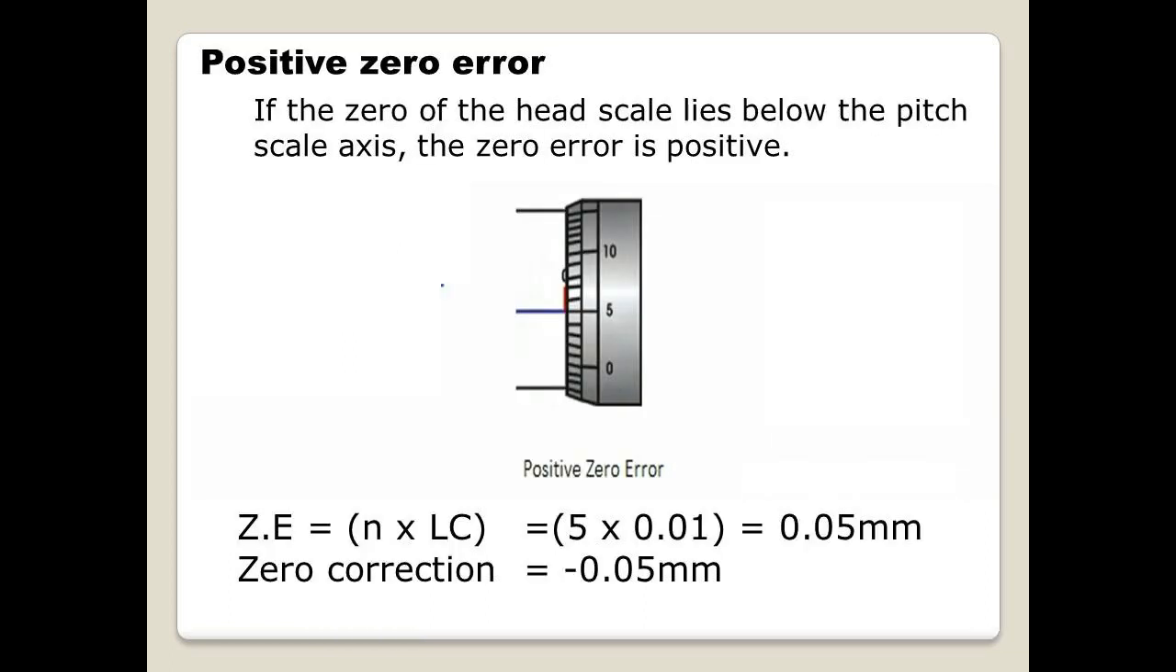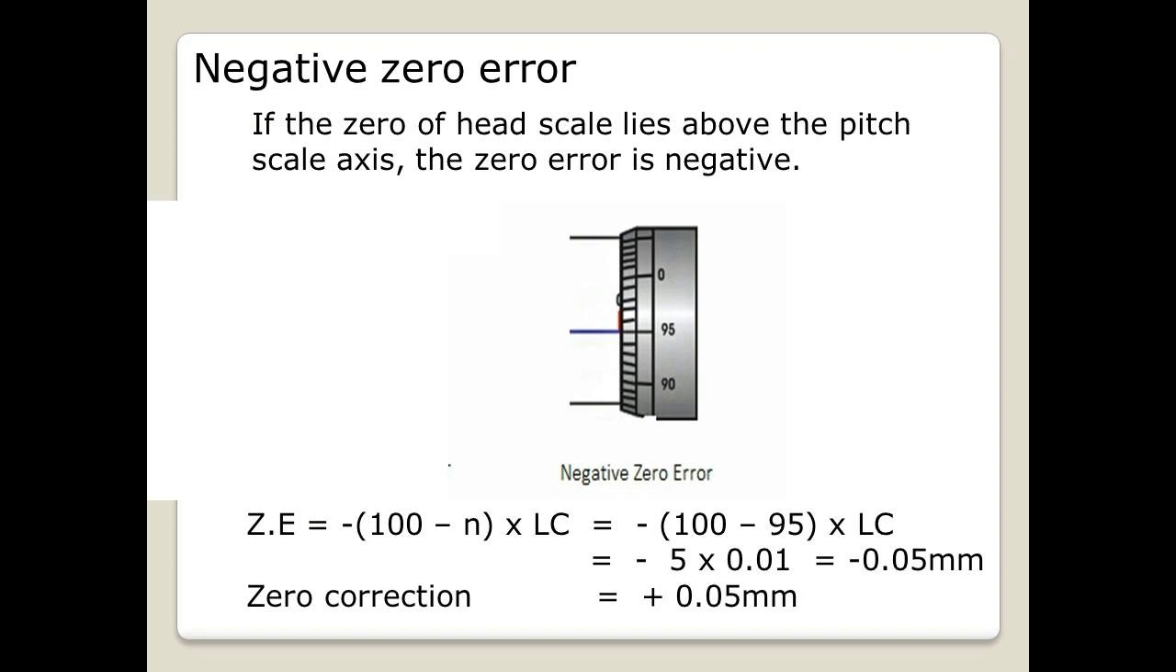Positive zero error of the screw gauge: if the 0 of the head scale lies below the pitch scale axis, the zero error is positive. See in that figure, the pitch scale axis coincides with the 5 of the head scale. So here the zero error is equal to n, the number of the head scale division coinciding, into least count. Which number coincides with the pitch scale axis? 5. So 5 into least count value 0.01 is equal to 0.05 millimeter. So here the zero correction is minus 0.05 millimeter.